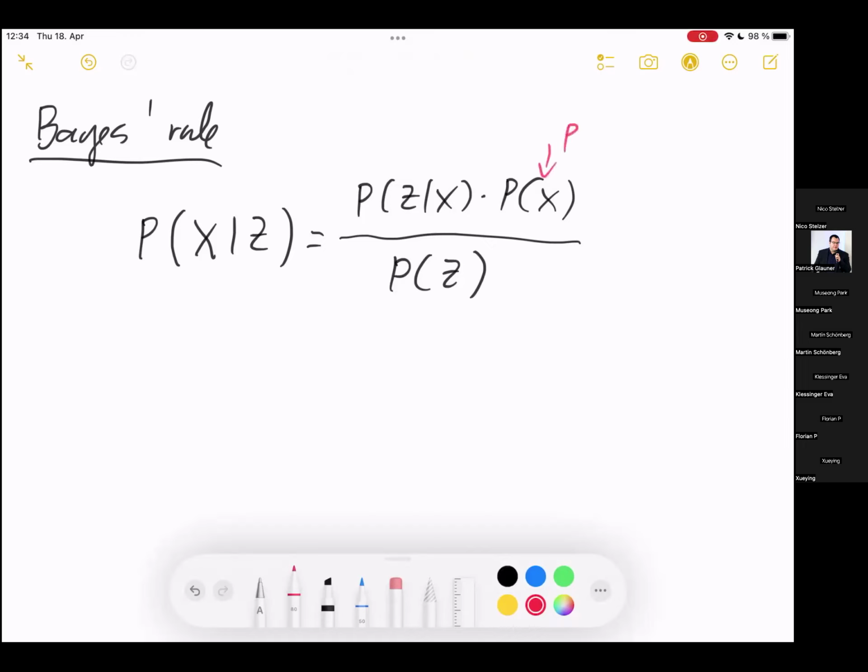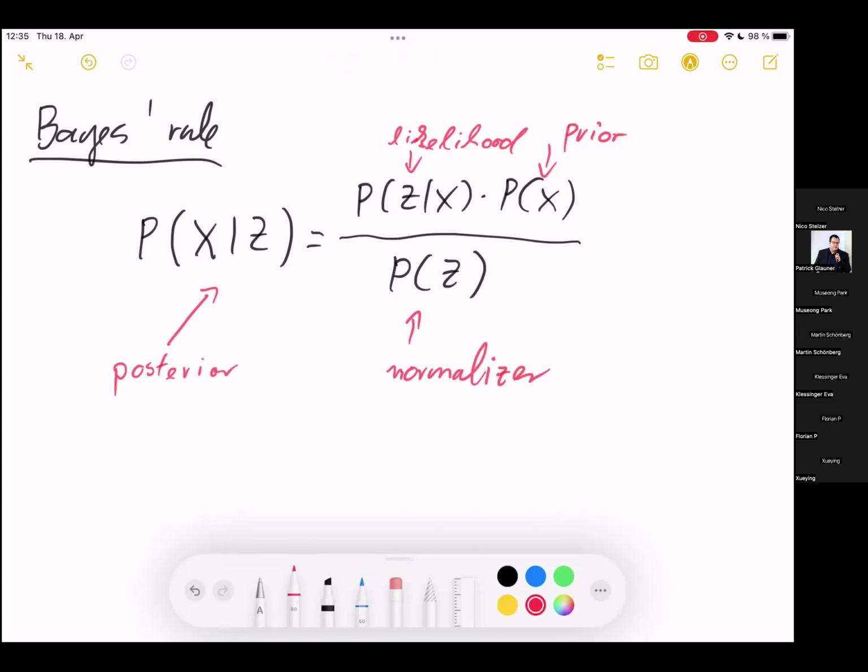So P of X is the prior distribution of X. P of X given Z is called the posterior. And P of Z given X is often called the likelihood. And P of Z is something that I typically call the normalizer. It's independent of X, but it only makes sure that we finally deal with proper probabilities. Sometimes P of Z has other names. Some people call it the marginal likelihood, but we'll call it here simply the normalizer.